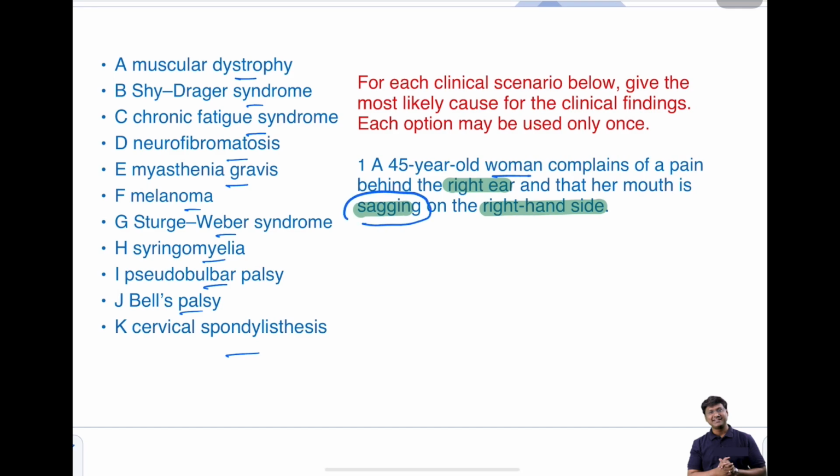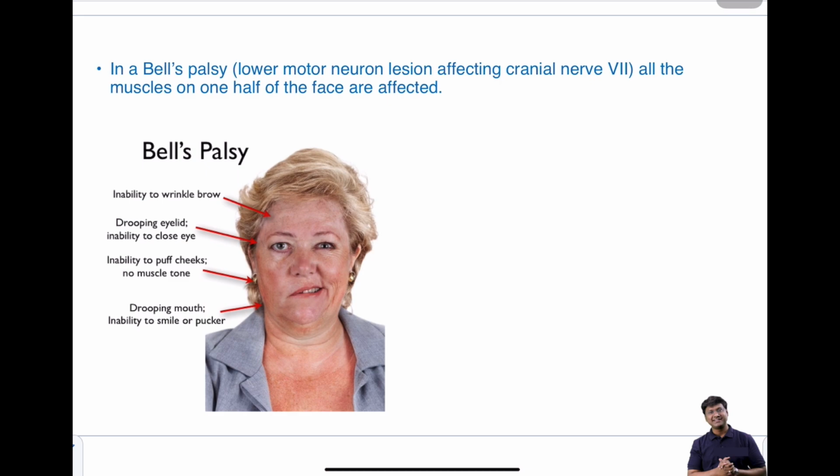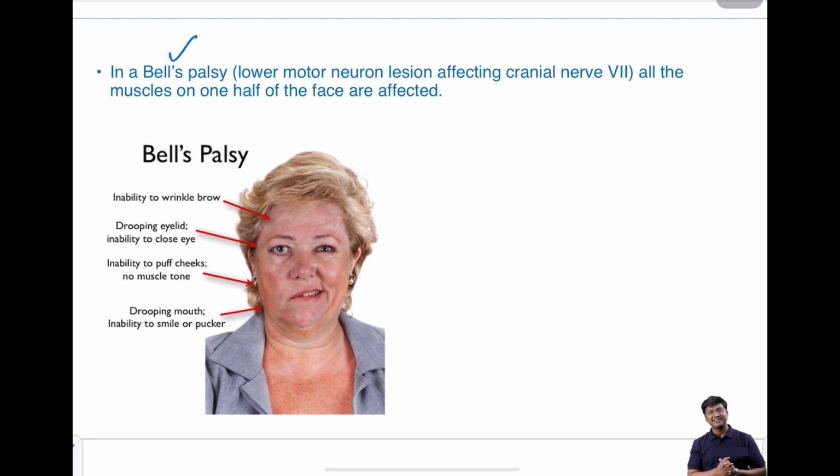Her mouth is sagging on the right side and that too there is a pain behind the right ear. So this is a classical picture of lower motor neuron facial palsy. Among the options given to you, in which clinical condition do you have lower motor neuron type of facial nerve palsy? That is in case of Bell's palsy. So the clinical diagnosis is Bell's palsy.